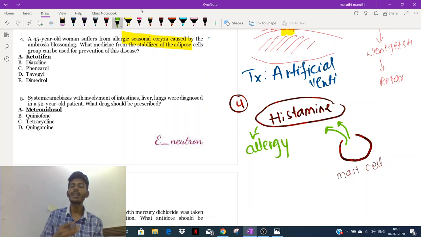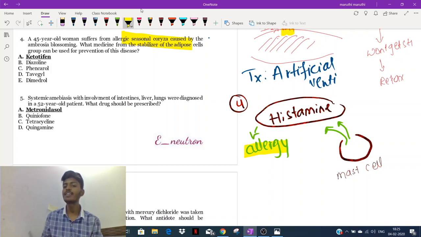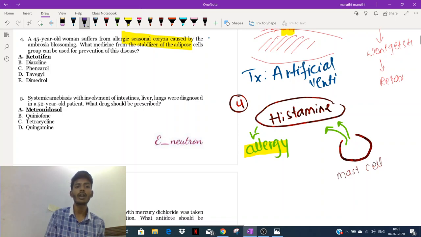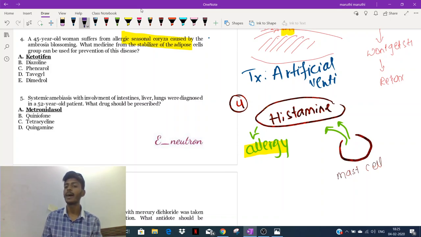Now, if I know that I have an allergy to some substance, I can prevent the allergic attack, right? How can I prevent the allergic attack? It's very simple: just don't let this mast cell break, meaning do not let this mast cell degranulate. So how do I not let this mast cell degranulate? By giving a mast cell stabilizer.